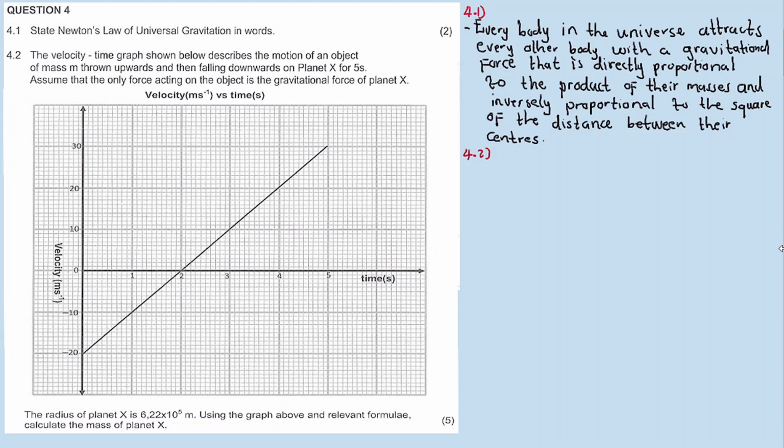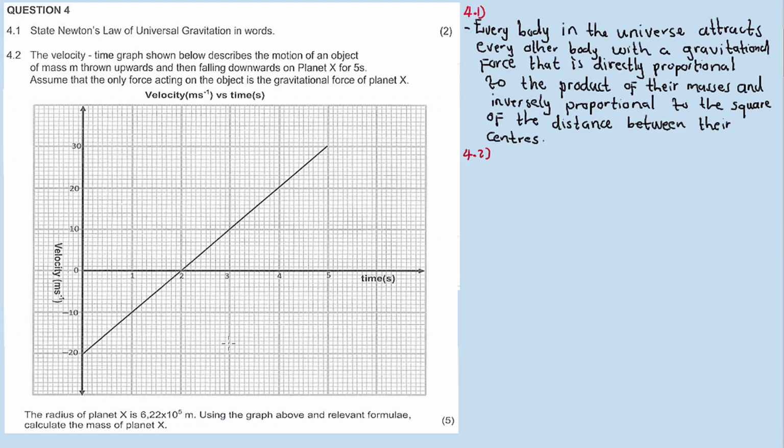In 4.2 they give us a graph, right? Then they say the velocity time graph shown below describes the motion of an object of mass m thrown upwards and then falling downwards on planet X for 5 seconds. From 0 it's for 5 seconds.